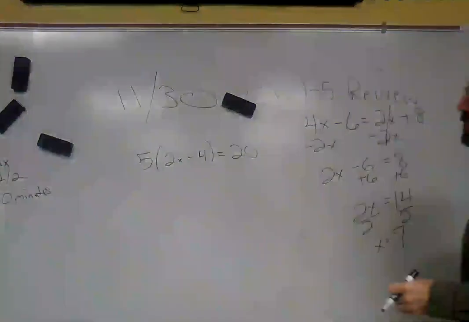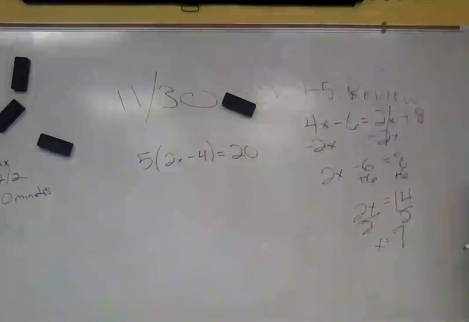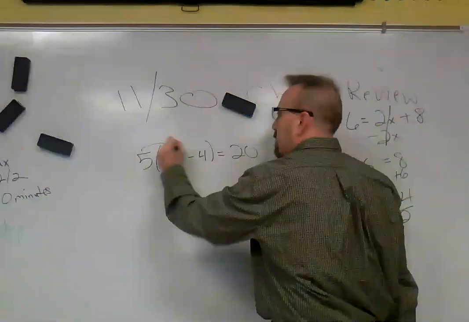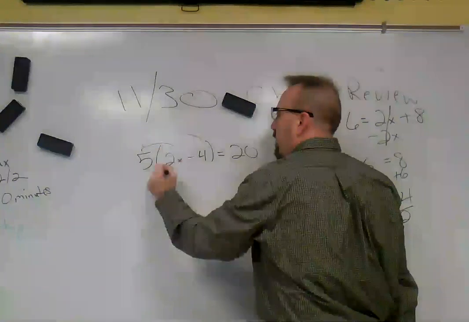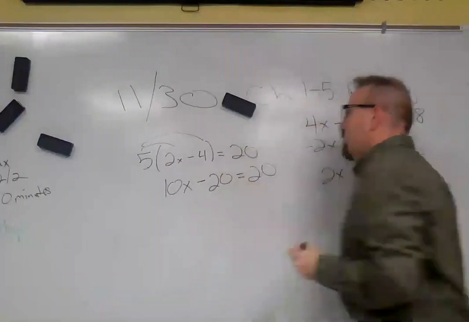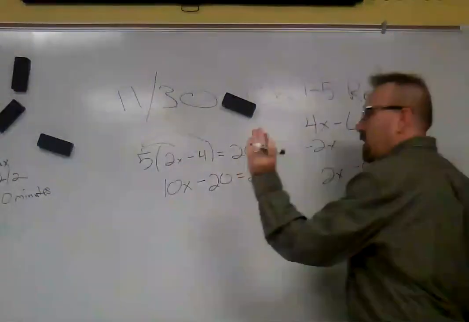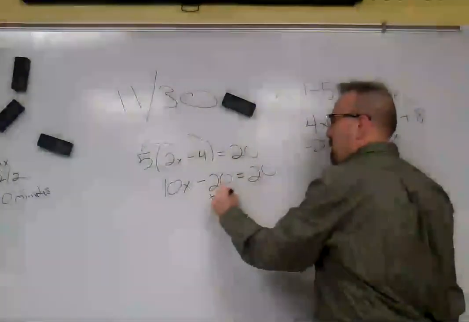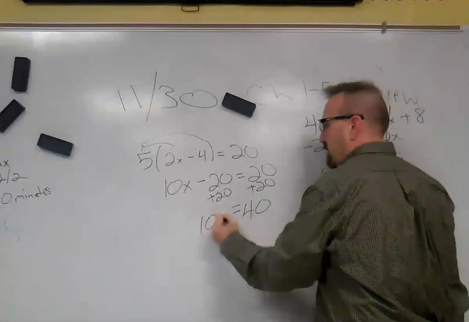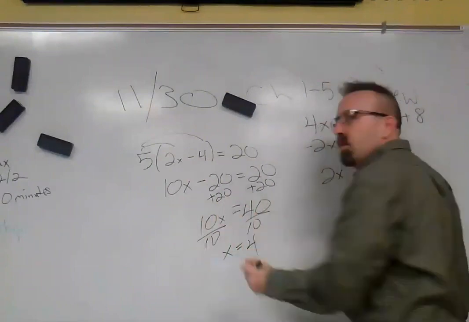All right, so this one, we have a number next to the parentheses. What could we do with that 5? If we go ahead and distribute it, 5 times 2x is 10x, 5 times... Okay, so now we have 10x minus 20 equals 20. Let's get rid of minus 20, so we add 20. 20 equals 10x, divided by 10, x equals 4.